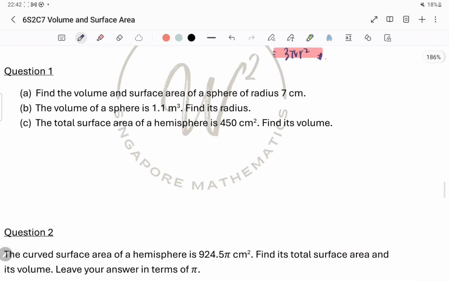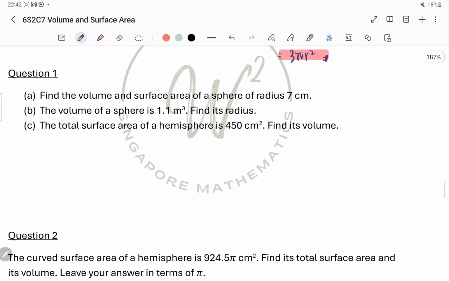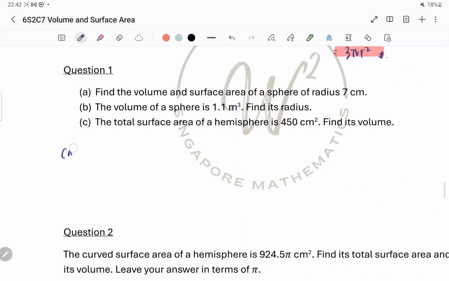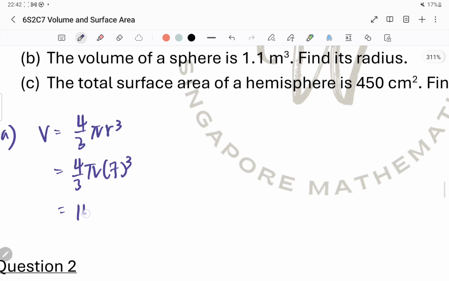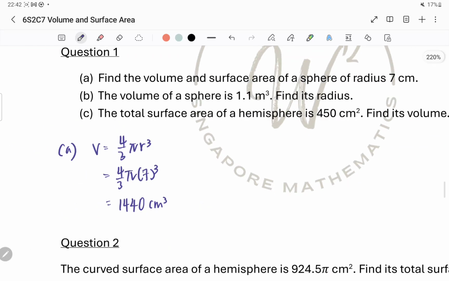So let's look at the question. First question: find the volume and surface area of a sphere with a radius of 7 cm. First thing, volume equals to what? 4 over 3 pi r cube. So 4 over 3 times pi times r, what's r? 7 cube. So put into your calculator. You should have 4 over 3 times pi times r cube. This one, if you put into your calculator, will give you an exact number. I will show you, write it to 3 significant figures: 1440 cm cube.